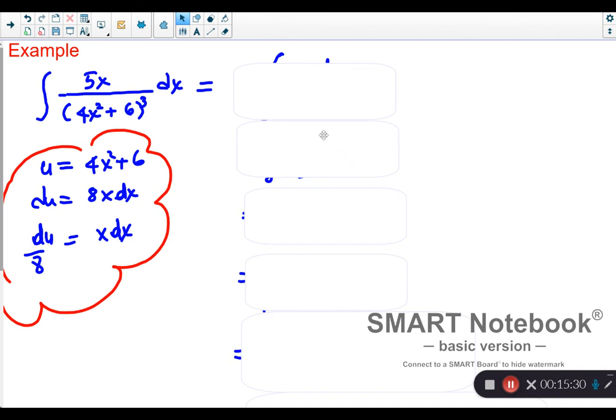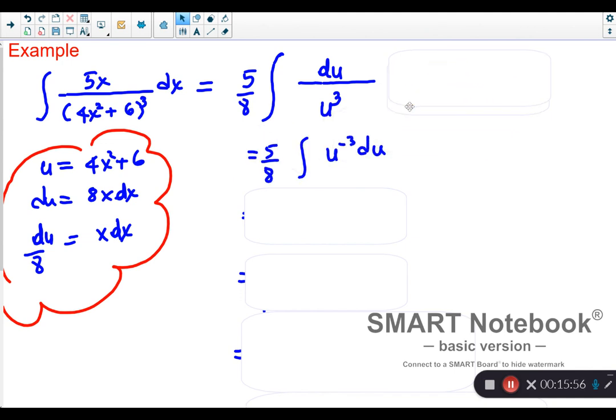So hopefully you did that. So rewriting everything in terms of u, the bottom will be u to the third, 5 can be taken outside, and x dx will be replaced with du over 6. Excuse me, du over 8. Right, so at that point, simplify this. Write this as u to the negative 3 du, and that will be easy to anti-differentiate, which will be u to the negative 2 over negative 2.